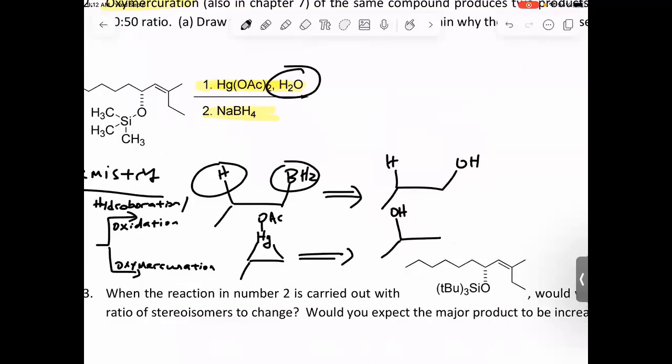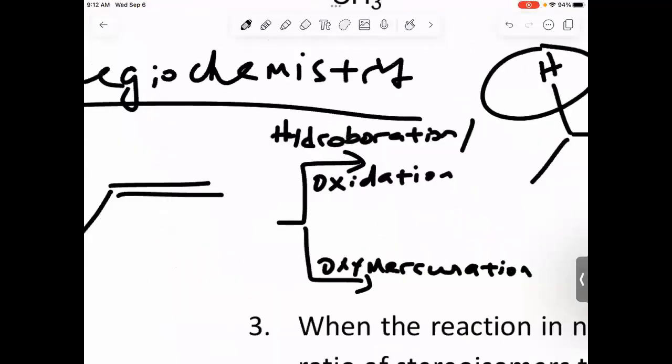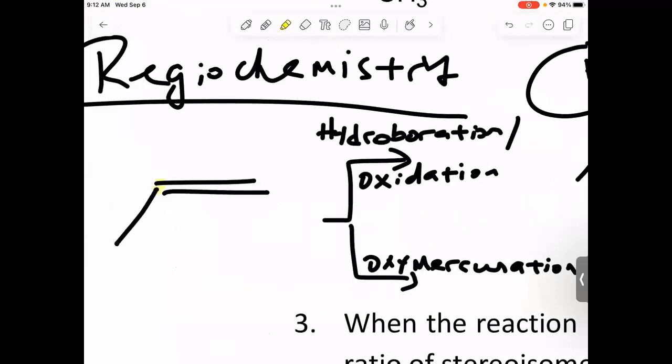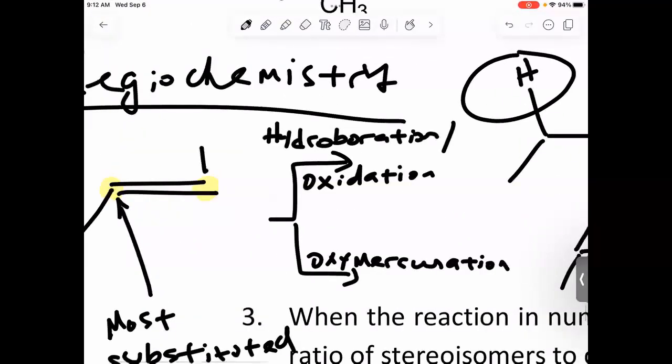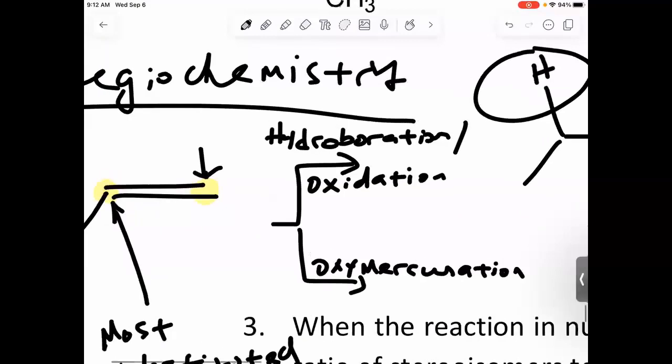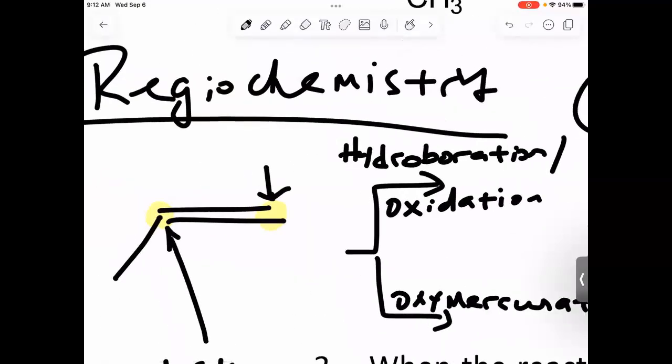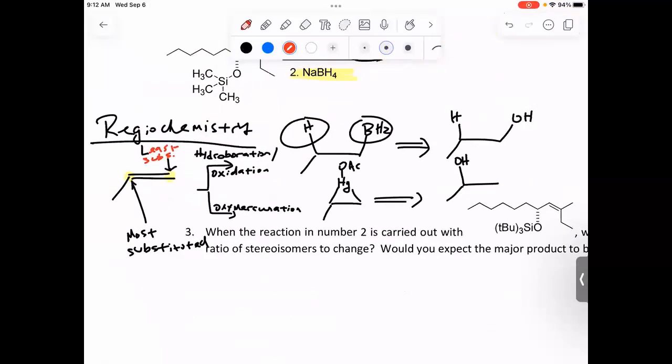The alcohol was added to a different side. It's on a different side of the double bond, right? You had two carbons in that double bond where that alcohol could add. It could add here or here. This side is the most substituted side, and then this side over here will be the least substituted side, because it has fewer carbons attached. Let me change the color of that. So, least substituted. That's what we mean by regiochemistry for this particular reaction.